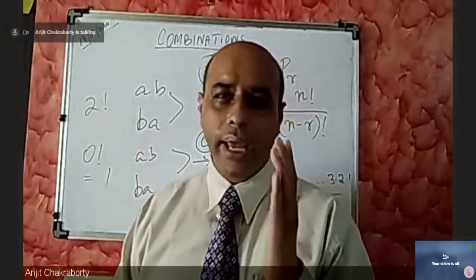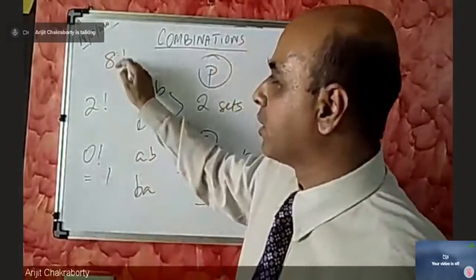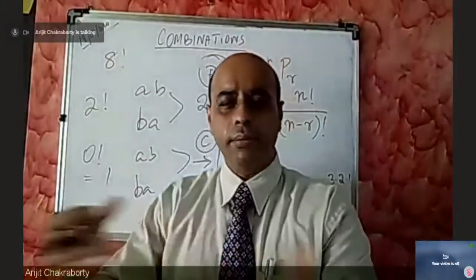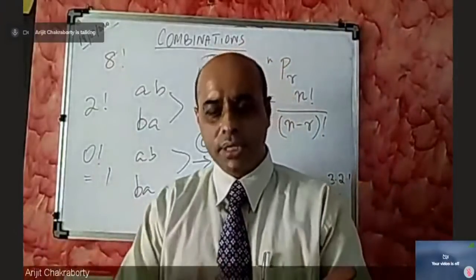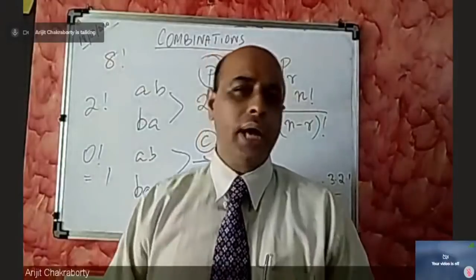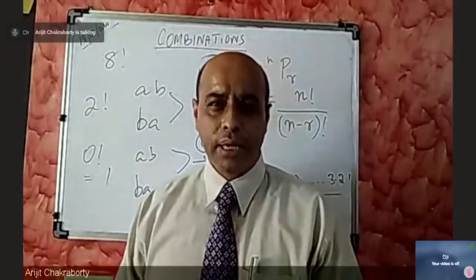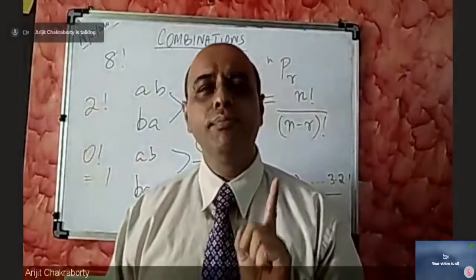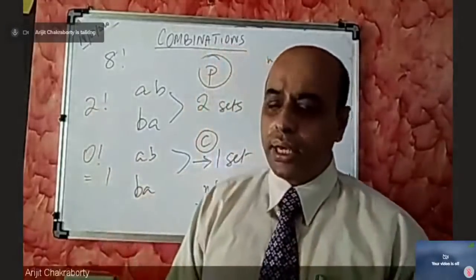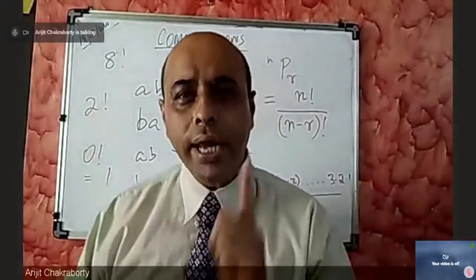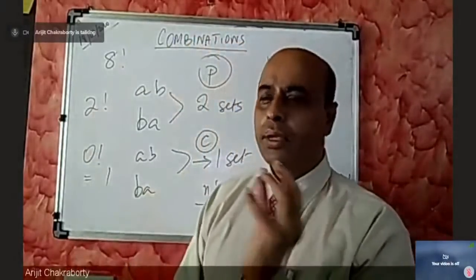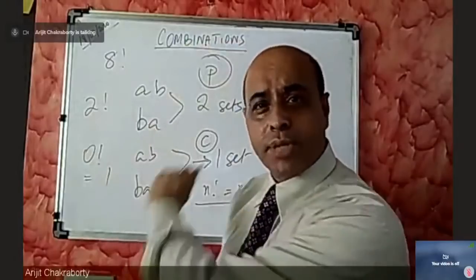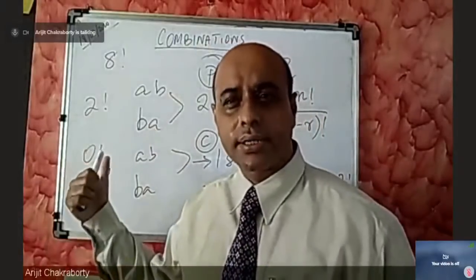If I ask you 8 factorial, say there are 8 letters A, B, C, D, E, F, G, H. In how many ways can you arrange them? So we use 8 factorial. 8 factorial means in how many ways you are able to arrange 8 different objects, in this case, letters.